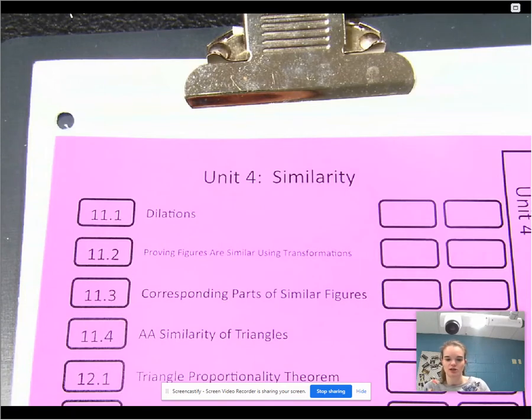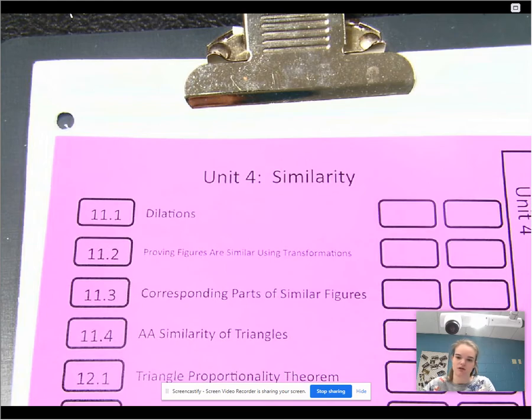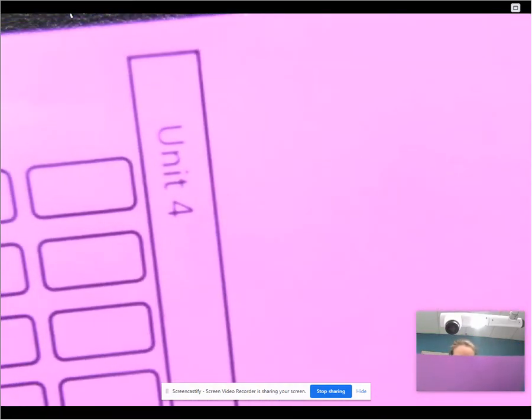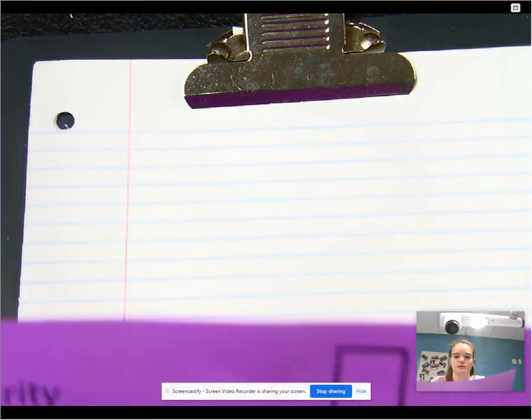All right, so we are starting a new unit today, and that's a unit on similarity. So you've got a new tab. We are going to cut the extra off here, and then we're going to glue it in. Figure out what page we're gluing it on.